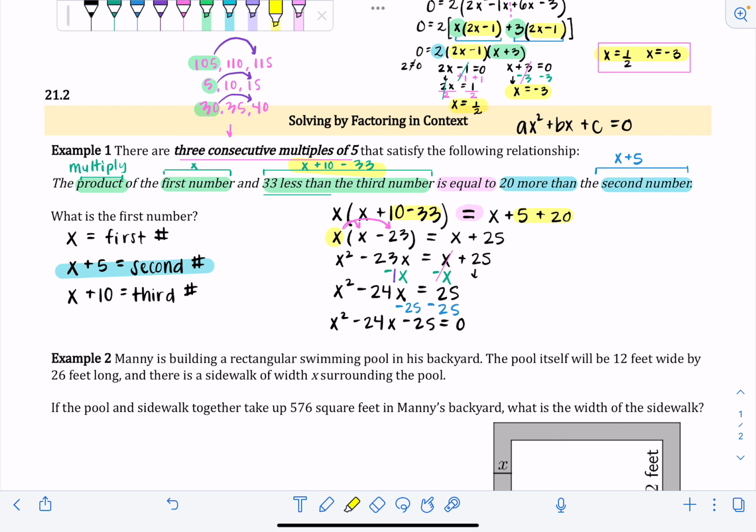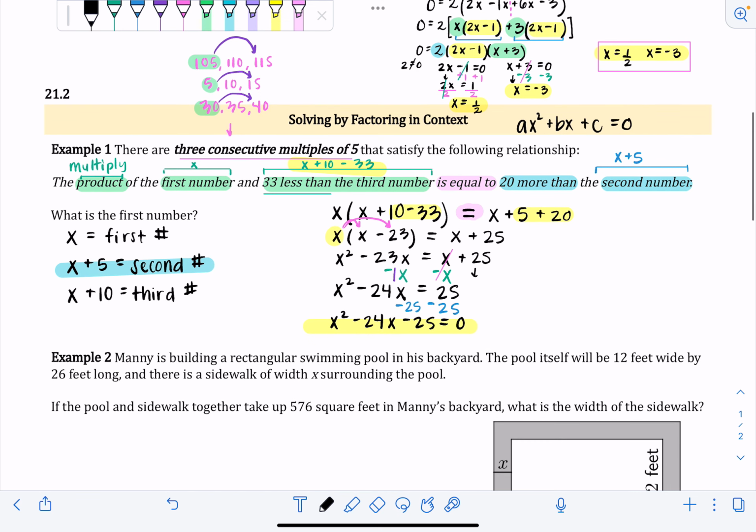Okay, now that it's in standard form, I'm going to rewrite it over here on the right side, just so I have a little bit more space to work with. So x squared minus 24x minus 25 is equal to 0. So we have our x squared first, x is second, constant third, and then is equal to 0. So now it's in standard form. So now we can go ahead and factor it.